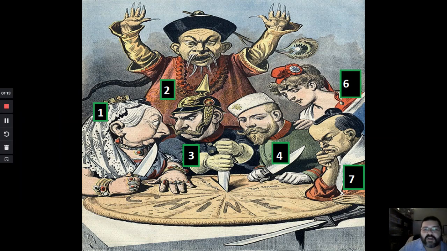Now, on your worksheet, right below the question where it's asking you to identify each country, I give you the list of the countries. So you've got France, Germany, Japan, China, Russia, England. Now, here's the thing, a lot of people in class were just like, I don't know. How am I supposed to know who's who? Well, there are little clues that can help you out.